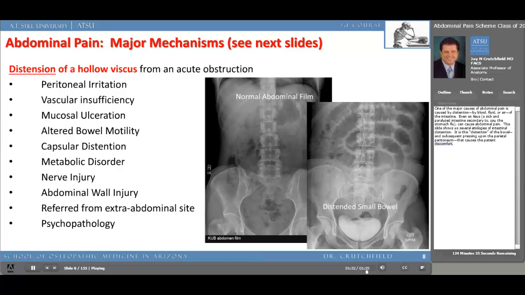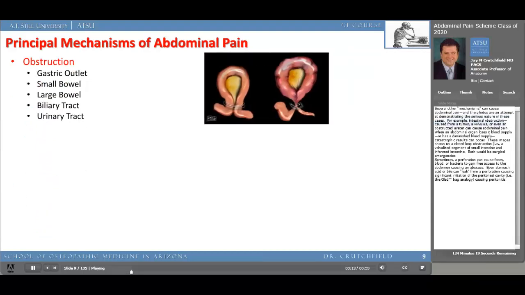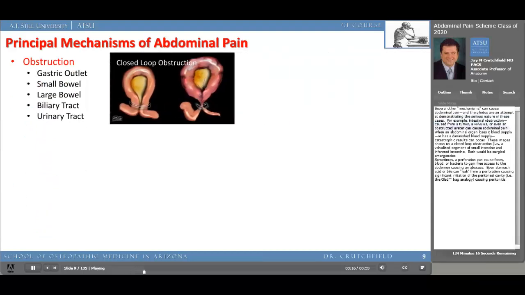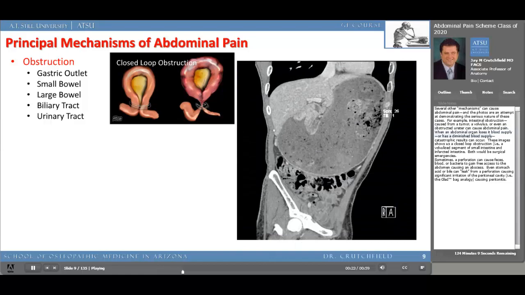Several other mechanisms can cause abdominal pain, and the photos here are an attempt at demonstrating the serious nature of these cases. For example, intestinal obstruction caused from a tumor, a volvulus, or even an obstructed ureter can cause abdominal pain. When an abdominal organ loses its blood supply or has a diminished blood supply, catastrophic results can occur. These images show us a closed-loop obstruction, i.e. a volvulized segment of small intestine, with associated infarcted intestine. Both would be surgical emergencies, of course.